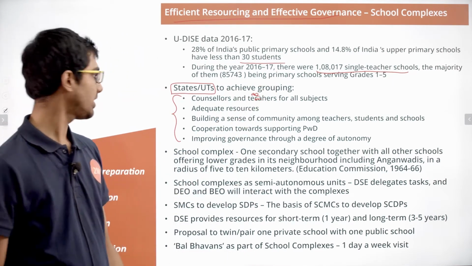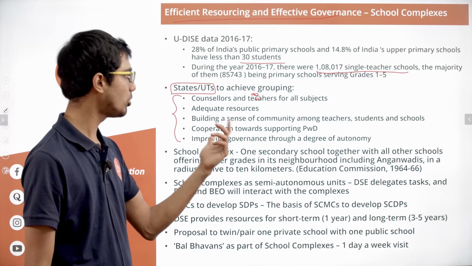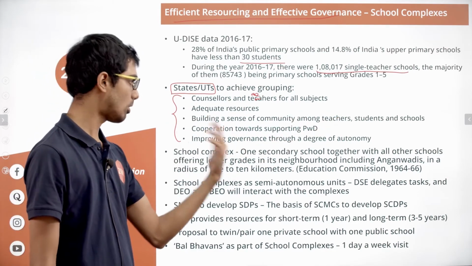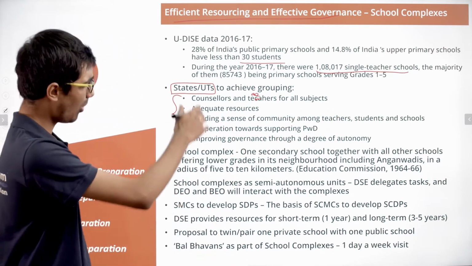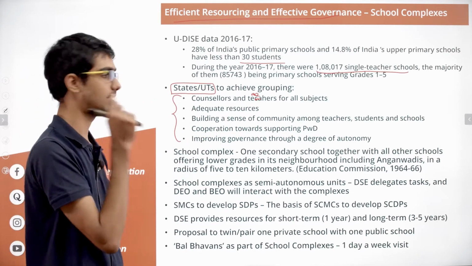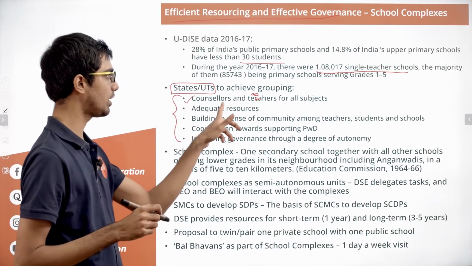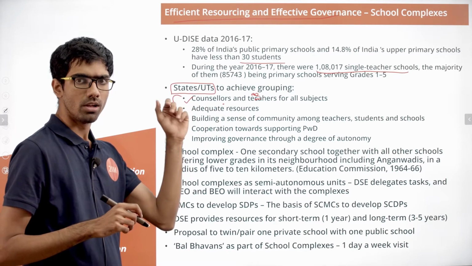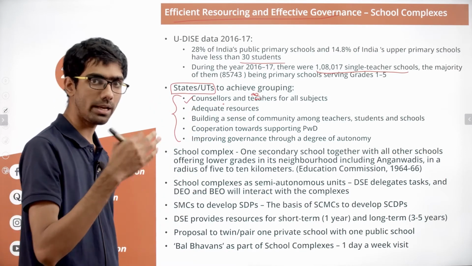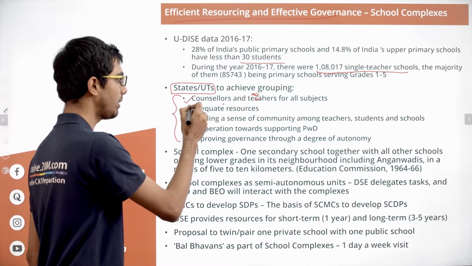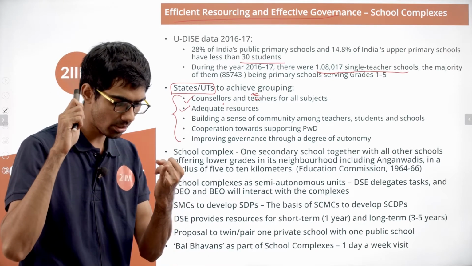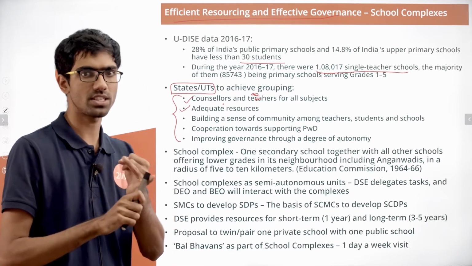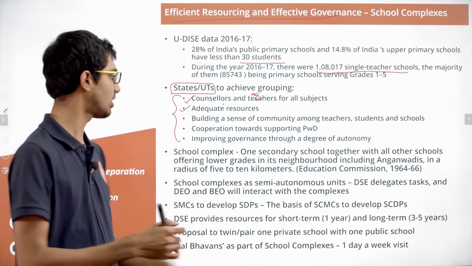Counselors and teachers for all subjects, adequate resources, building a sense of community among teachers, students and schools, cooperation and improving governance. So essentially what do these things suggest? These relate to any differently able student or anybody of that sort not being left behind. Adequate resources in terms of human capital, in terms of infrastructure, in terms of learning materials and all that.